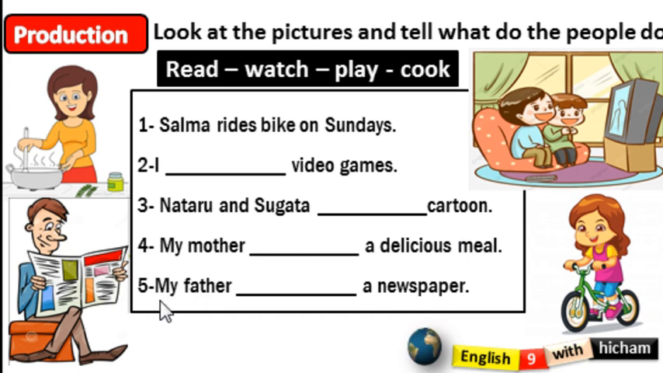And the last one, my father, and we have a newspaper. This is the picture of my father. What is he doing? My father reads a newspaper. Great job, my friends. This is an interesting exercise, and I want you to be careful about the S of the third person singular. Fantastic, my friends.